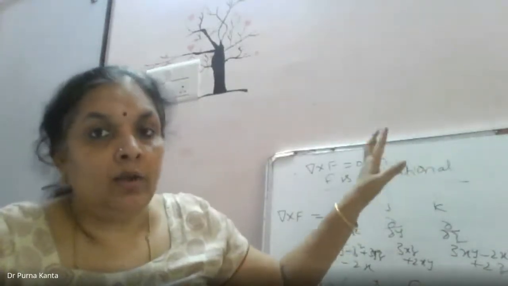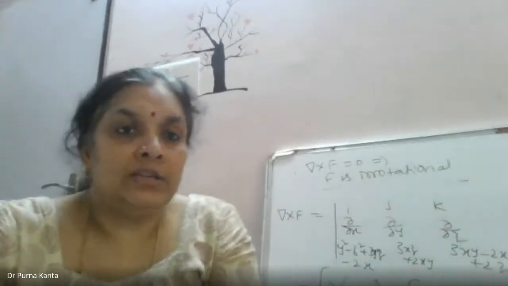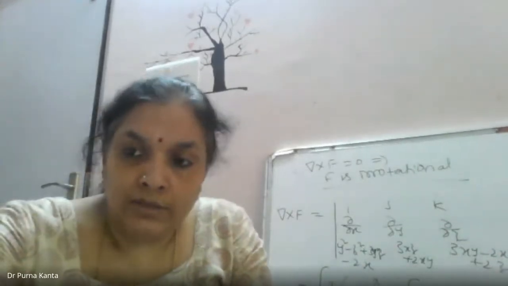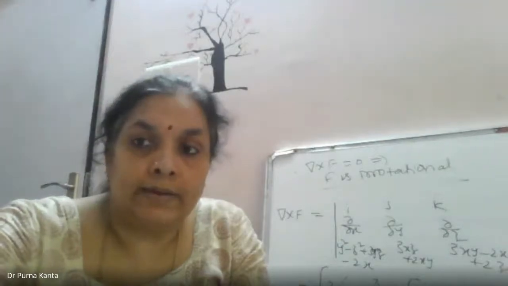Tomorrow what we are going to learn, along with that, we may have some standard identities also. So actually we have some 8 to 10 identities, vector identities.